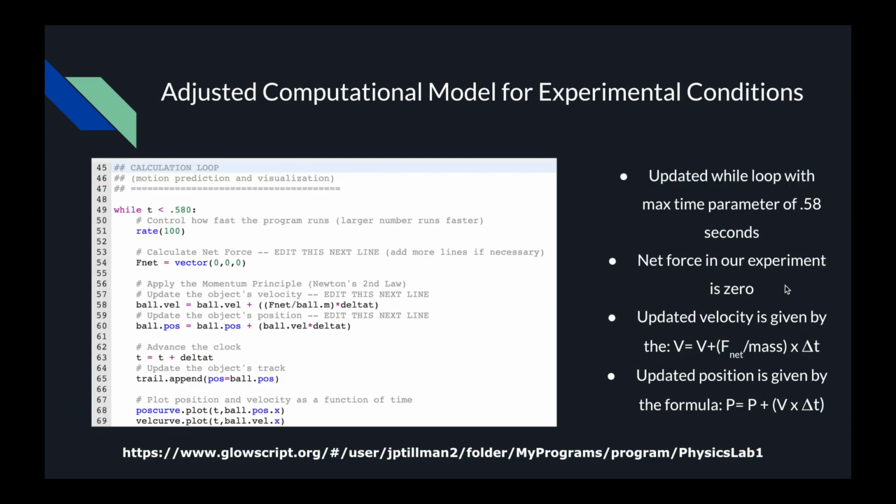We then adjusted the computational model for our experimental conditions, which included updating the while loop with the max time parameter of 0.58 seconds, which was the total time it took for the experiment. We then set our net force in our experiment equal to 0. After that, we updated our velocity, which is given by the formula velocity equals velocity plus net force over mass times delta t. We then updated position, which is given by the formula position equals position plus velocity times delta t. I also included a link to the GlowScript code below.